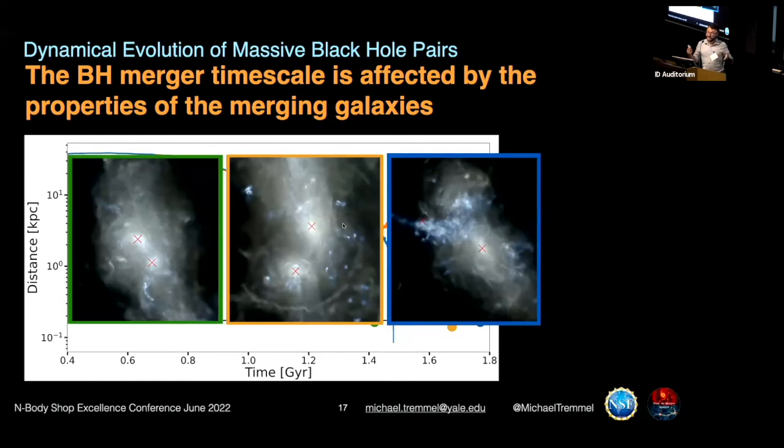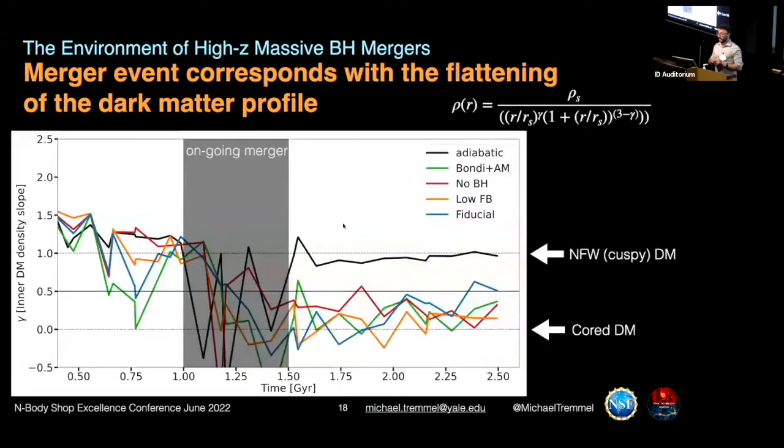Or in this case, what does the dark matter look like? So we can follow the evolution of the dark matter profile as a function of time with a primary halo throughout the simulation. This gamma parameter that I'm plotting as a function of time here essentially looks at the central slope of dark matter. A gamma of 1 is an NFW profile, a cuspy profile, and a gamma of 0 is a flat cored profile.